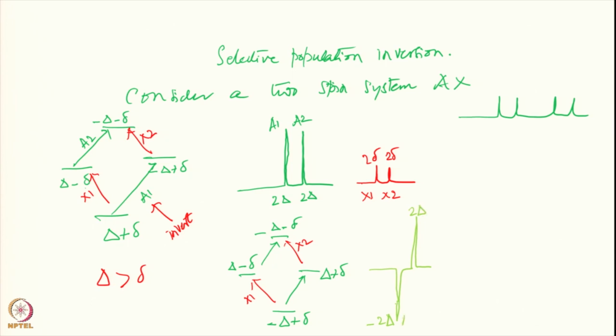Okay. So, this is my A1 and this is my A2. What about the red ones? Red ones are these. So, delta plus delta minus delta minus delta, so minus delta plus delta minus delta minus delta. So, that is minus 2 delta plus 2 delta.